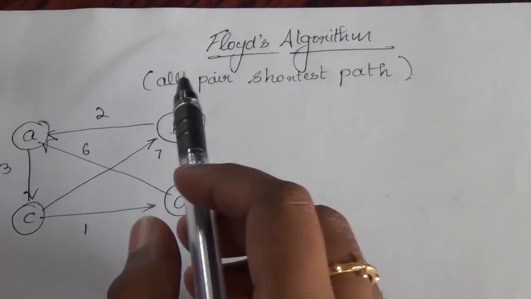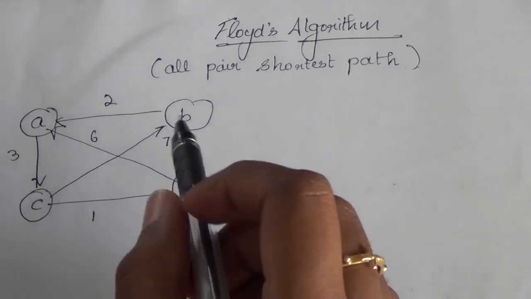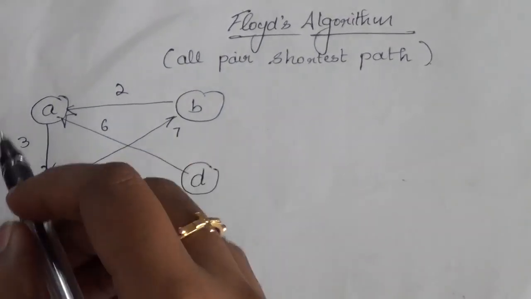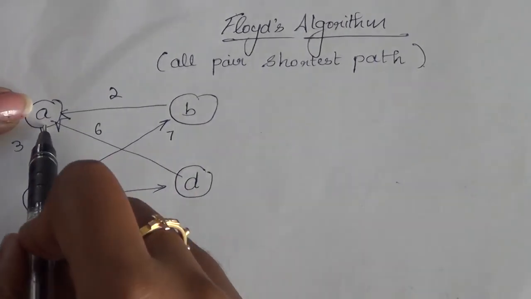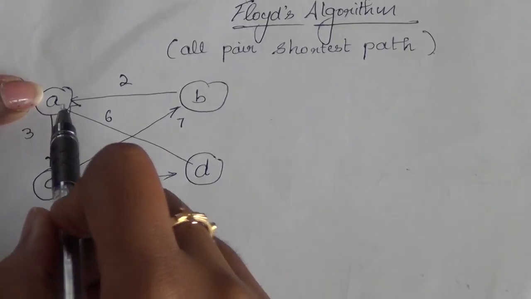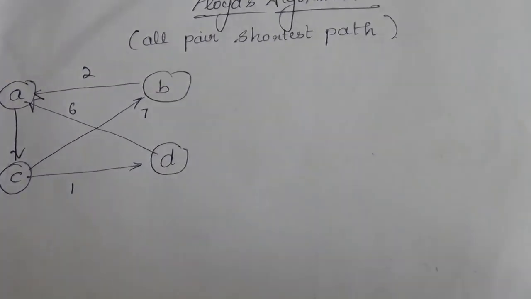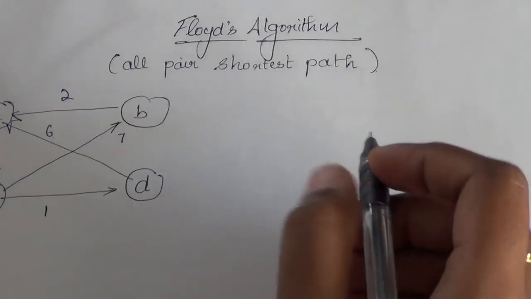Floyd's algorithm is also known as the all-pairs shortest path algorithm because it is used to find the shortest path from a given node to all the other nodes in the network. Suppose A is the source node, it is used to find the shortest path from A to all the other nodes such as B, C and D. So for finding the shortest path, let's go with the algorithm.